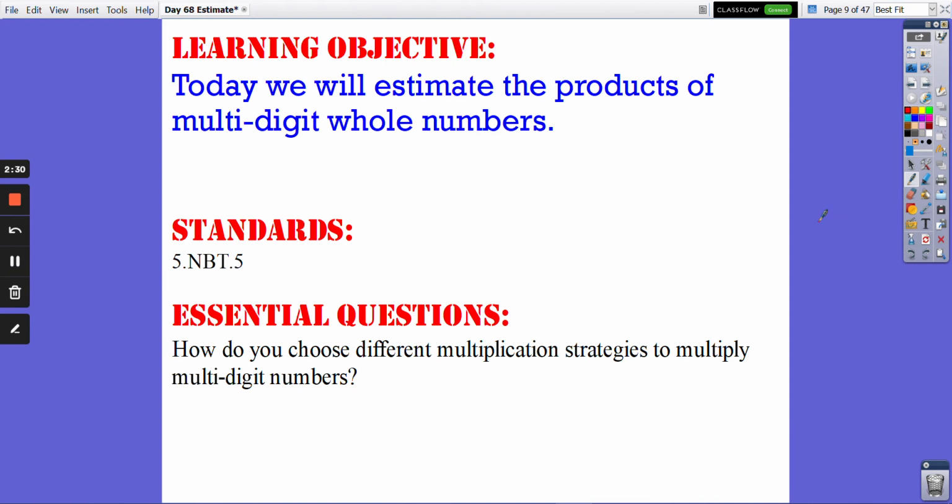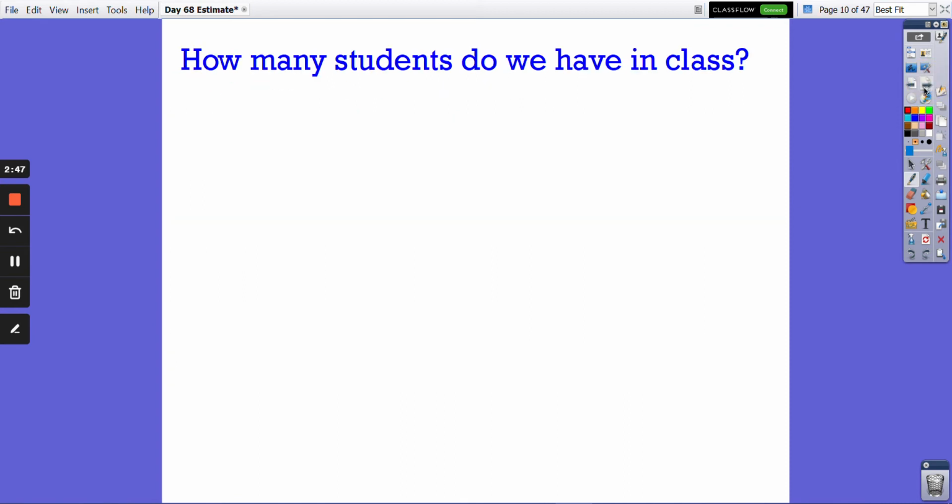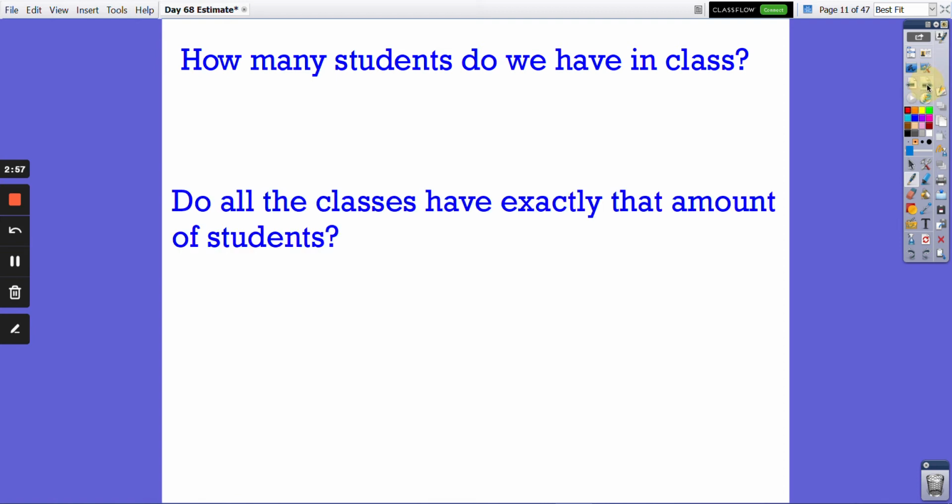Okay, so that brings us to what we're doing. When we estimate, we're kind of rounding to help us make our math a lot easier, right? So today we will estimate the products of multi-digit whole numbers. So let's look at how many students we have in the class. Let's assume that we have 37 students in our class. It will depend on how many you have in yours.